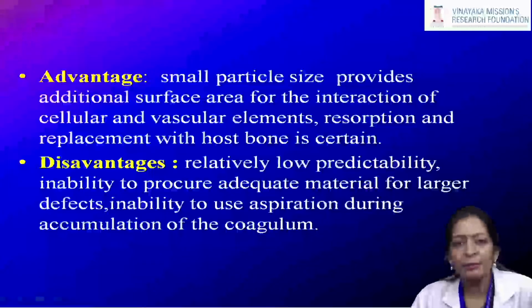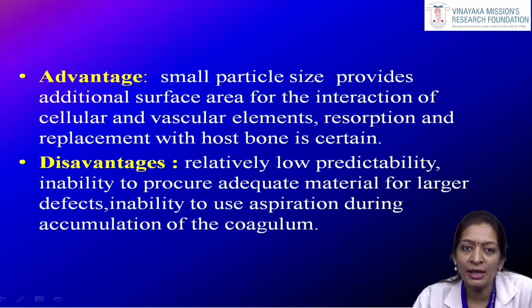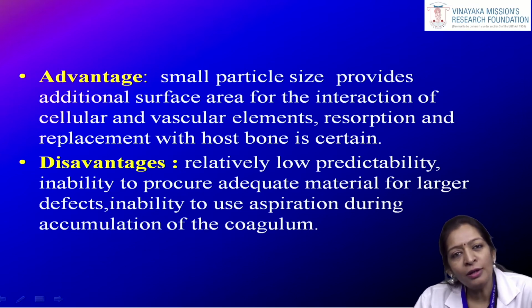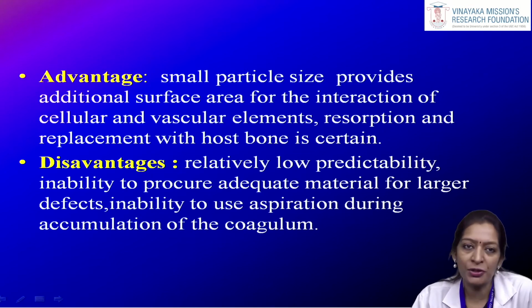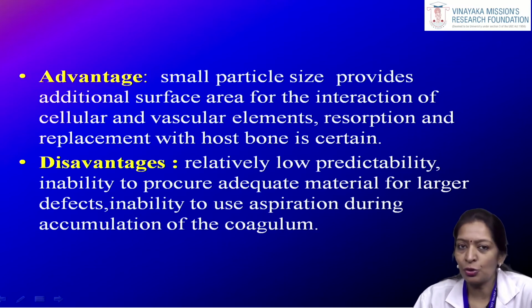The advantage is that because it is ground particles, bone dust, it provides additional space for the interaction of other cellular elements, and better resorption and replacement with new bone takes place. The disadvantage is that you can procure only smaller particles, so it cannot be used for larger defects. It can be used only for smaller defects, and there is inability to use aspiration also, which is important. These are the 2 disadvantages of osseous coagulum, but it is very predictable.